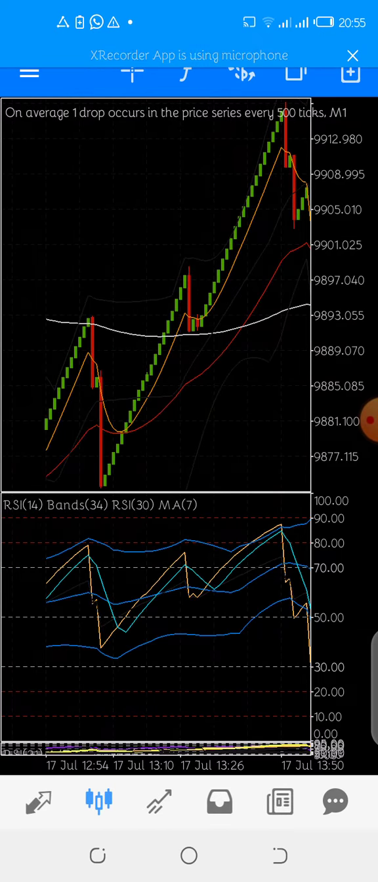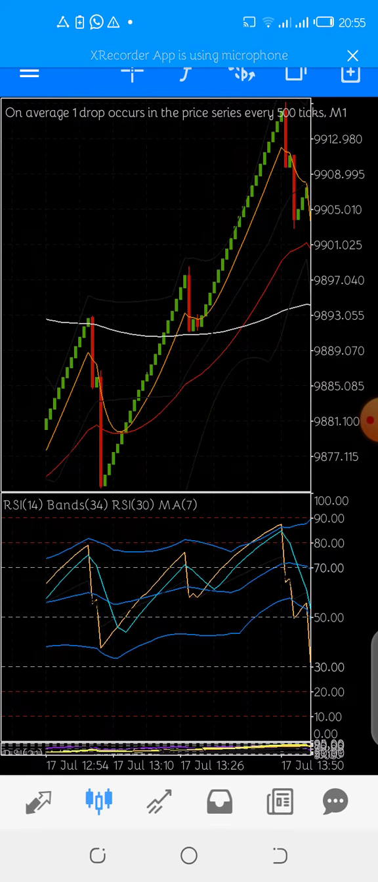So the 200 shows you the trend direction. 50 or 48, you can use 48 or 50. That shows you the immediate reversal points of the market. And then there is this other one, the golden one. That is moving average 13.